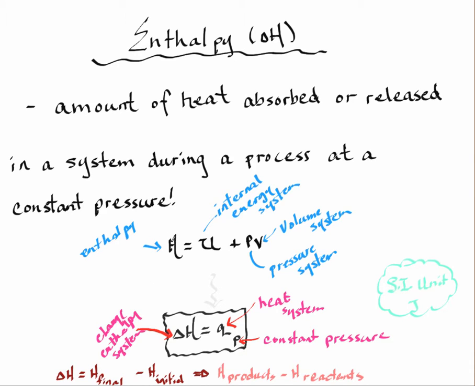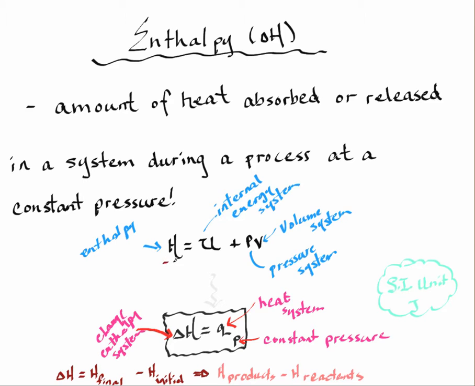And the equation for enthalpy is: enthalpy of the system, H, is equal to the internal energy of the system, U, plus the product of the pressure and volume of the system. Now, internal energy is simply the total sum of your kinetic and potential energies. And the product of the pressure and volume is actually the work being done by the system onto the surroundings.